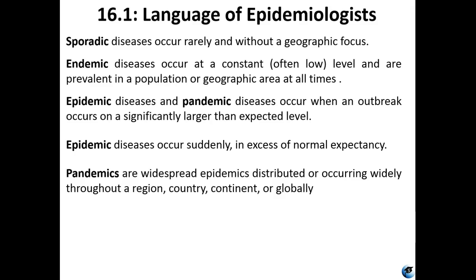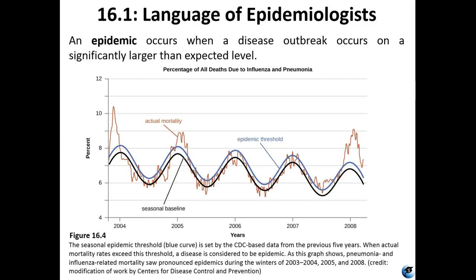An epidemic occurs when a disease outbreak occurs on a significantly larger than expected level. This is showing figure 16.4, a seasonal epidemic threshold set by the CDC based on data from the previous 5 years. When actual mortality rates exceed this threshold, a disease is considered to be epidemic. So they do measure and track diseases and epidemics and outbreaks and pandemics. So over here you have the percentage of a population versus time. And then there's a certain threshold where if it goes above this threshold, it's no longer considered endemic. It's now considered epidemic.